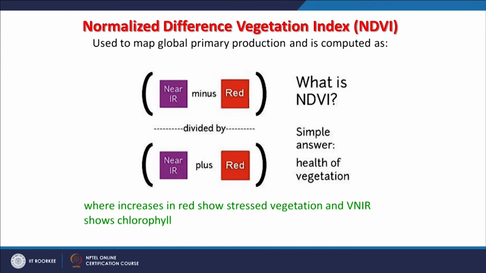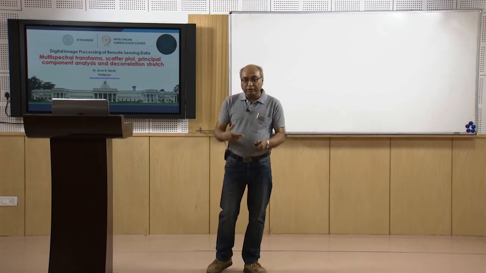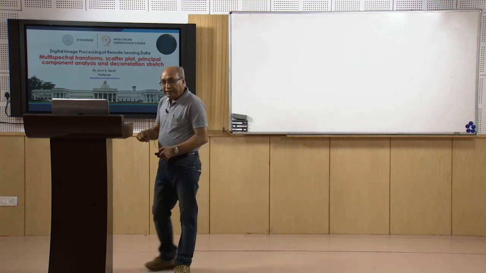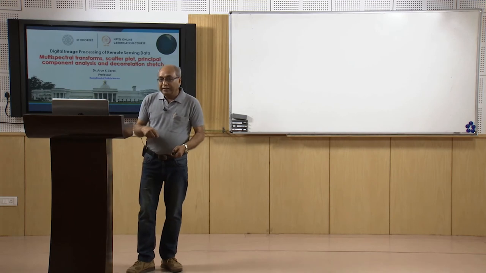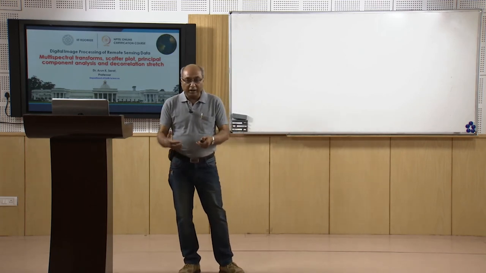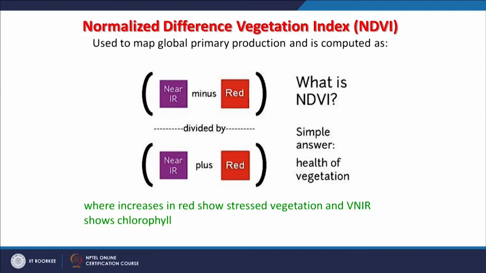Now, a little more advanced band ratioing technique, where we end up not just dividing but making different combinations, bringing a little more arithmetic into it. A very popular one is called the normalized difference vegetation index, or NDVI. It is used with relatively coarse resolution data like NOAA AVHRR or MODIS data. At global scale, NDVI maps are being used, so we can assess what is happening to the vegetation cover globally.